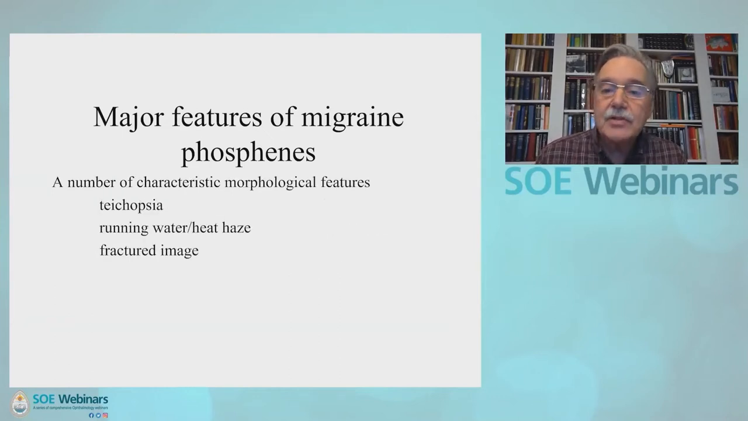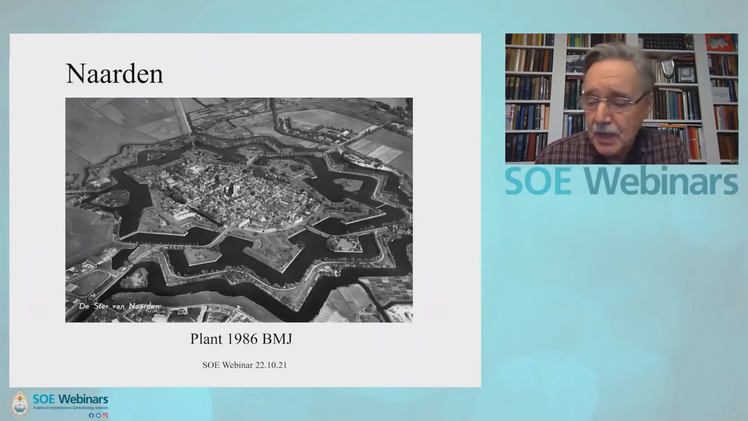The other characteristic are the morphological features. Teichopsia, or zigzags, is the most common. Another is like looking through running water or heat haze, or an image that's fractured or broken up in some way. There are many variations on this, but these are fairly common. So you need to also inquire exactly what the patient experienced.